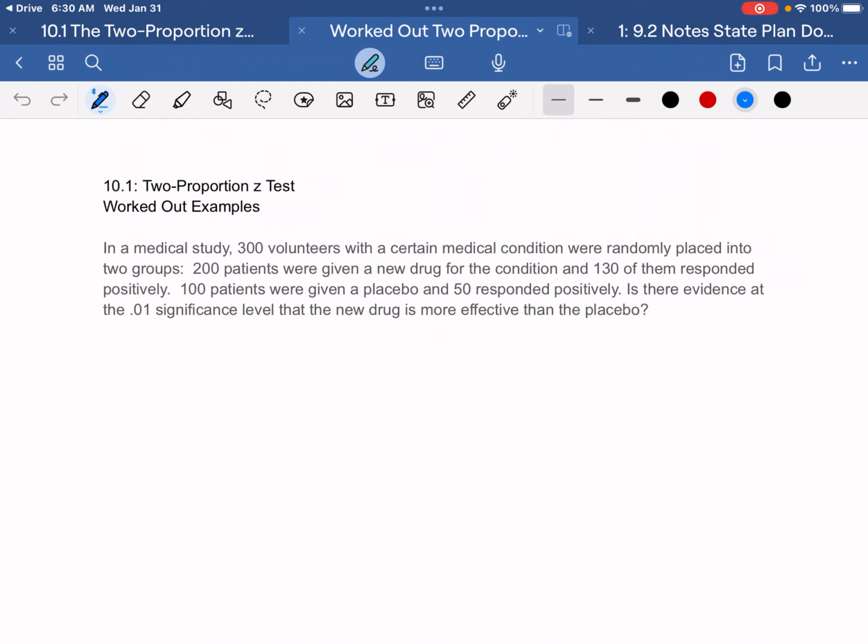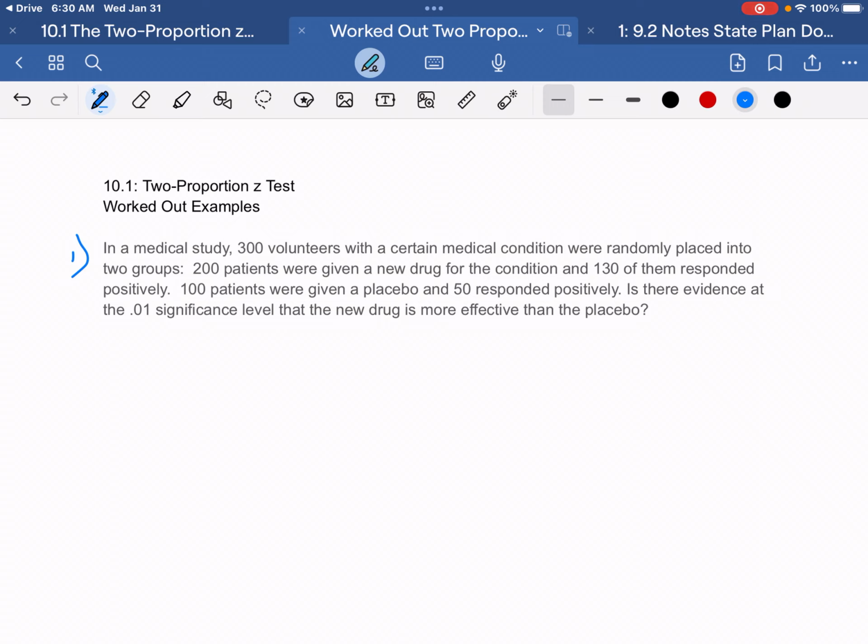So here's worked out example number 1 on your second handout. Keep the first handout right next to you while you do this problem with me, and you'll see that the 2 proportion z-test feels a lot like the 1 proportion z-test. Just carry them all out the same way.